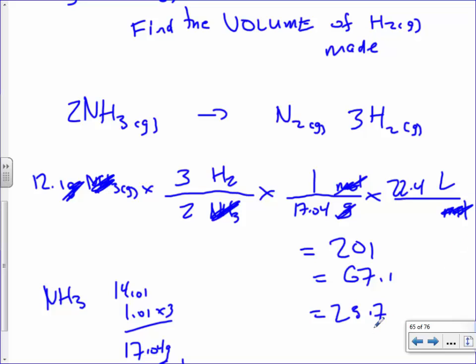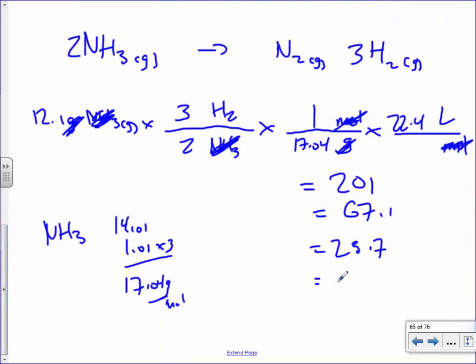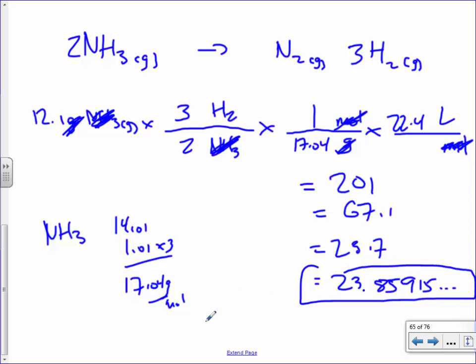All right, let's try it again here. 12.1, I'm going to times by 3, divide by 2, also divide by 17.04. And then times by 22.4. I got a 23,859. So actually, nobody who gave me an answer was right. Because I had 23.85915. That was the right answer. So with sig digs, it's going to be 23.9 liters of hydrogen.